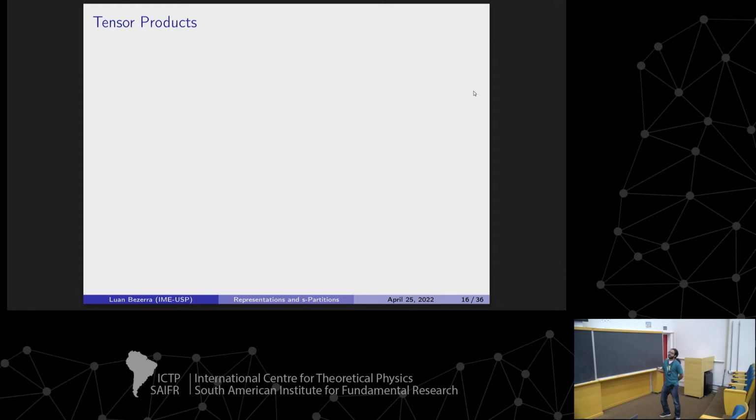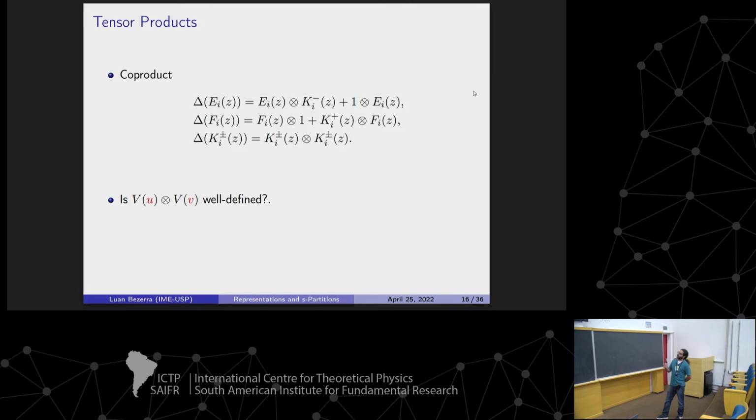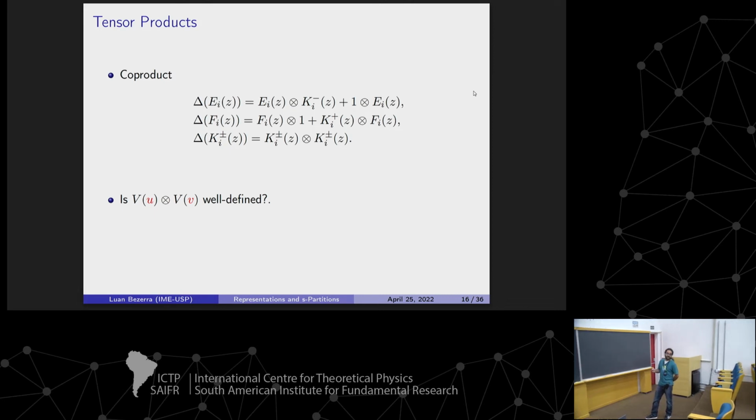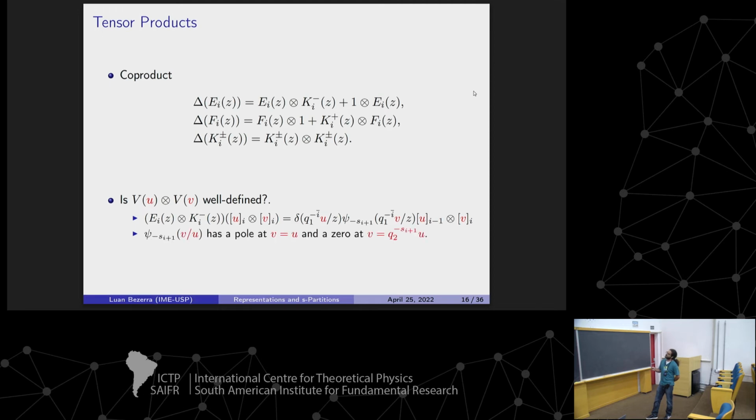Now let's see what happens when I try to do tensor products of these two families of modules. For example, if I take VU tensor VV, and take U, I, and VI, and apply just this sum of the coproduct, I will get this delta function and this psi. If you evaluate this psi function at the support of the delta function, you see that you have a pole at V equals U. So this tensor product, this space, doesn't have an action of the quantum toroidal algebra with this coproduct if V is equal to U.